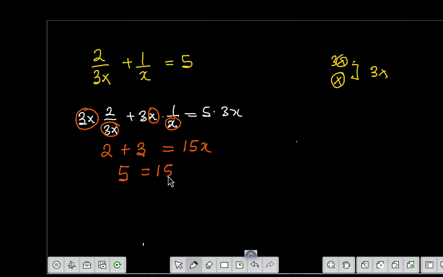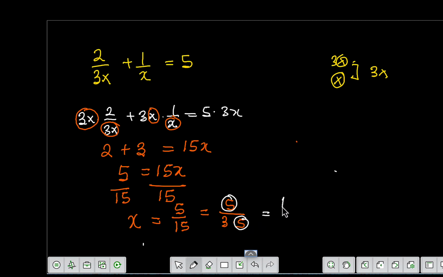equal to 15x. What we want is x, not 15x. So we can apply the division property of equality by dividing 15 on both sides. So x is equal to 5 over 15. Now we can simplify this because 15 can be expressed in terms of 5, which is 3 times 5. And again, 5 cancels out 5, which means we have 1 over 3. So the solution for this is x equals 1 over 3.